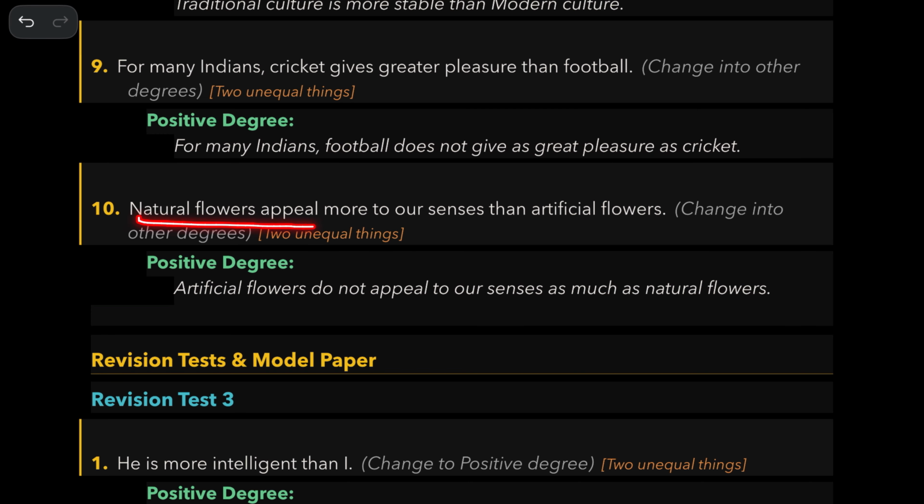Natural flowers appeal more to our senses than artificial flowers. You are asked to change into other degrees, which is again a wrong instruction. So it's about just two unequal things. Fourth pattern. So here, artificial flowers do not appeal to our senses as much as natural flowers. So much, more, and most.